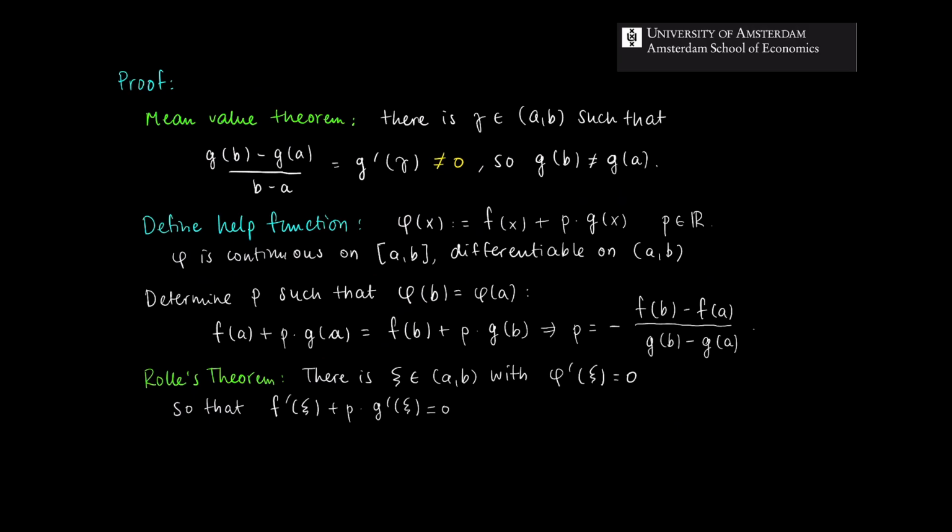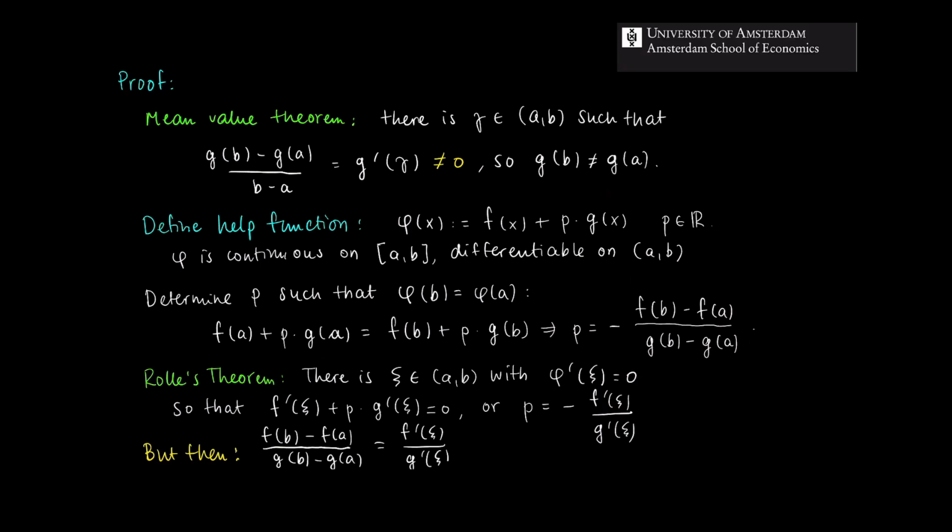Okay, from this it follows that p equals minus f prime psi divided by g prime psi. But also we have a different formulation for this value p, right? So if we now put this one equal to that one, then we're there. So we have (f(b) minus f(a)) divided by (g(b) minus g(a)) equals f prime psi divided by g prime psi. And this is the whole proof of Cauchy's mean value theorem. And we're going to apply it now.